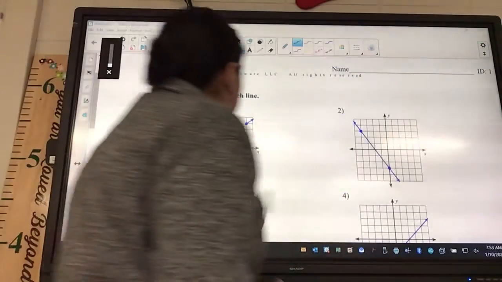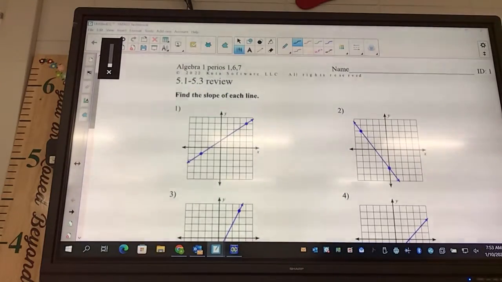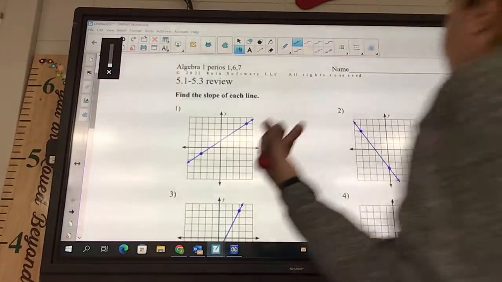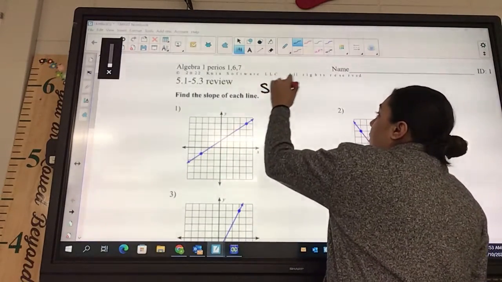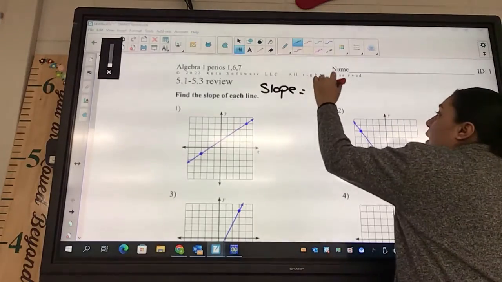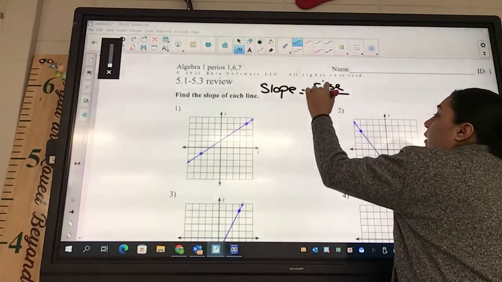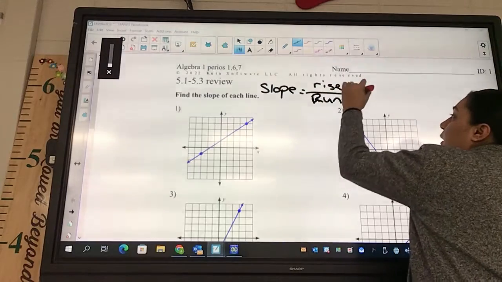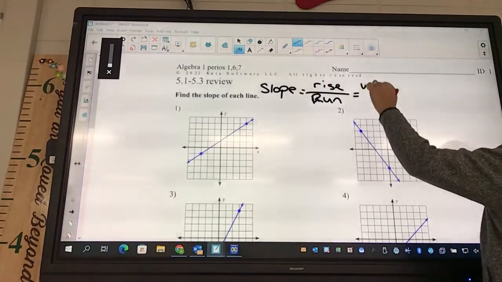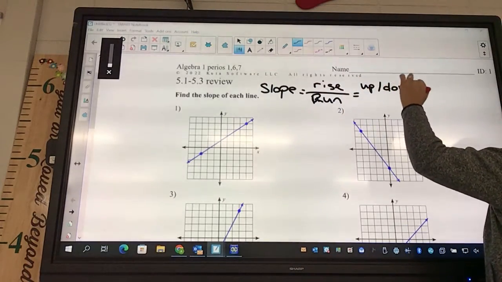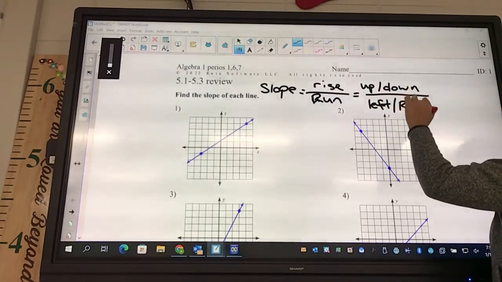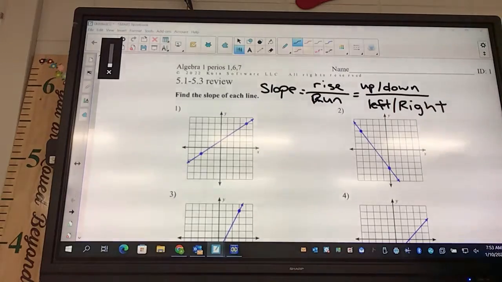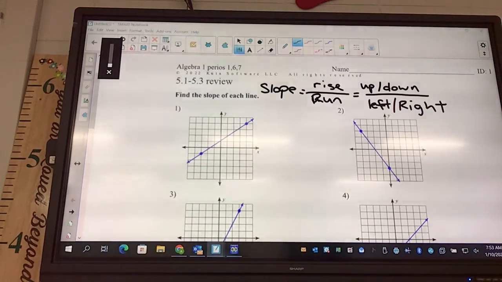Okay, so to find the slope of a line on a graph, it's rise over run, and I'm going to write notes. Remember, you guys can use these on your test if you want to, but you don't have to. So the slope on a graph is going to be rise over run. Okay, and that's our up, down over our left and right. Okay, and so essentially it's just counting.